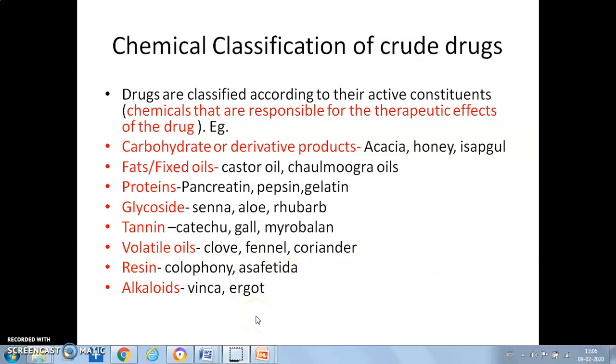Alkaloids are heterocyclic nitrogenous compounds which have marked physiological effects. Generally the nitrogen is present in the ring structure, and that is why we use the term heterocyclic. Examples of this category of drugs are ginkgo, ergot, belladonna.